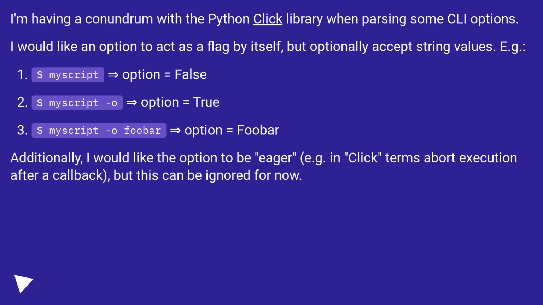For example, $ myscript gives option equals false. $ myscript -o gives option equals true. $ myscript -o foobar gives option equals foobar. Additionally, I would like the option to be eager. For example, in click, eager options abort execution after a callback, but this can be ignored for now.